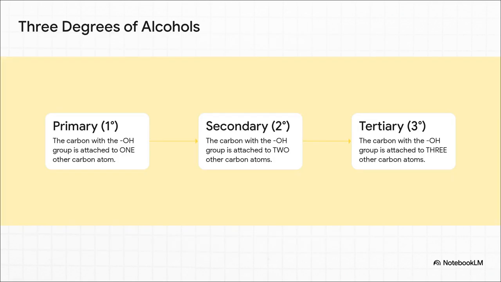Okay, but not all alcohols are created equal. We actually classify them into 3 degrees, and it all depends on the carbon that's holding onto that OH group. If that carbon is only attached to one other carbon, we call it primary. If it's attached to 2 others, it's secondary. And if it's crowded in by 3 other carbons, well, that's a tertiary alcohol. And this isn't just a random detail. It completely changes how the alcohol is going to react.